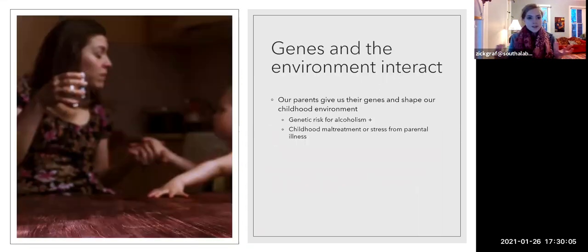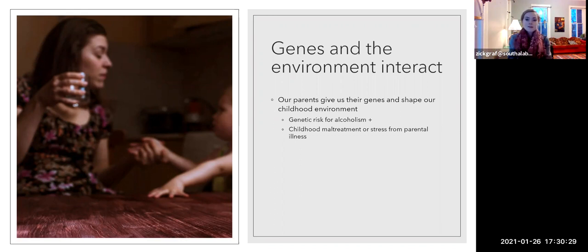Okay. But of course, as I already said, genes and the environment interact. Although we can separate genetic contributions and environmental contributions through research studies, in reality, we can't separate the contribution of genes and the environment to psychopathology for any single individual. In most cases, our parents give us the genes and also shape our childhood environment that influences our risk for psychopathology.